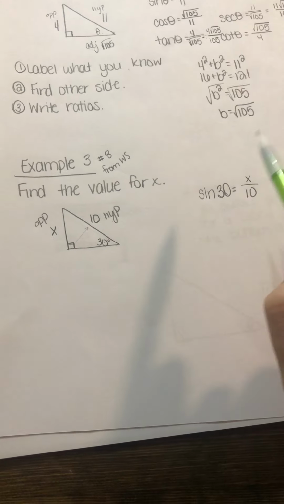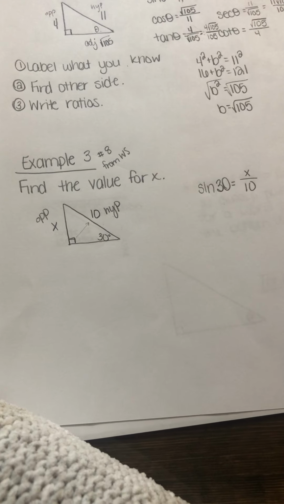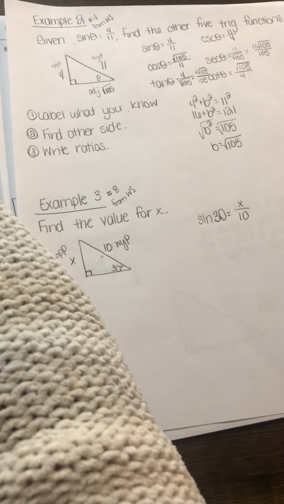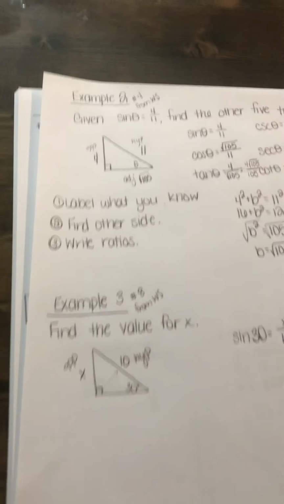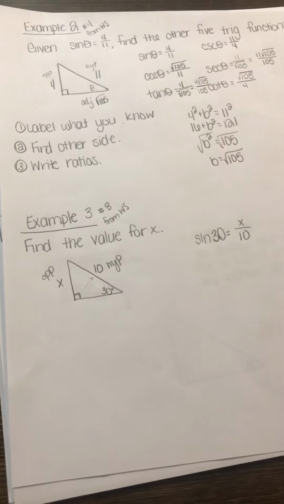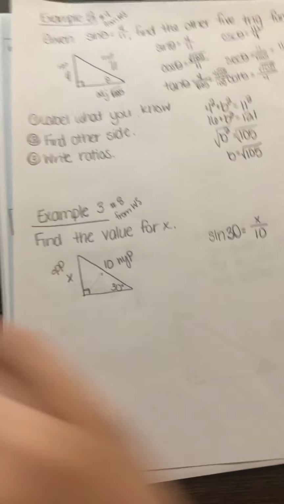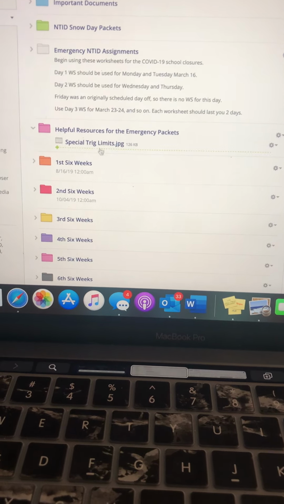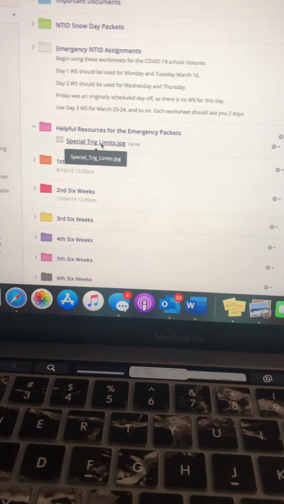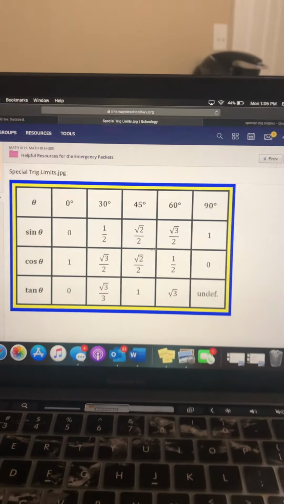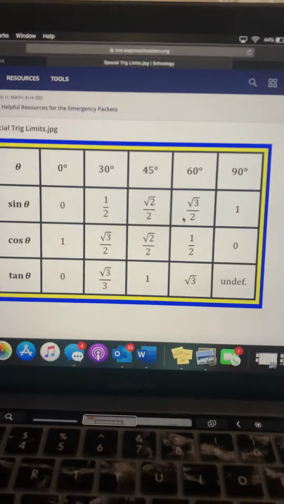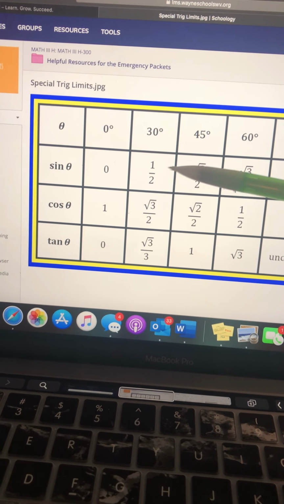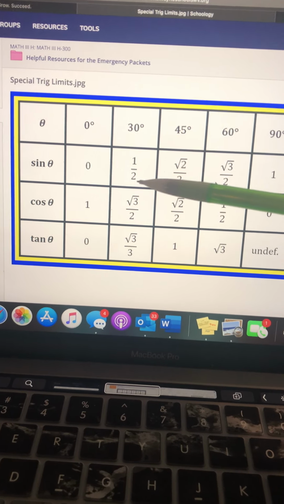Okay, now there are things called special trig functions, and I have put a copy of the chart in Schoology under the helpful resources folder. So make sure you're looking at that. If you go to Schoology and helpful resources for the emergency packets, if you click on special trig limits, it'll bring this up. And so right now we're looking at the sine of 30. So to read this, here's our sine, and you go over to 30 degrees, which in this case is 1/2.